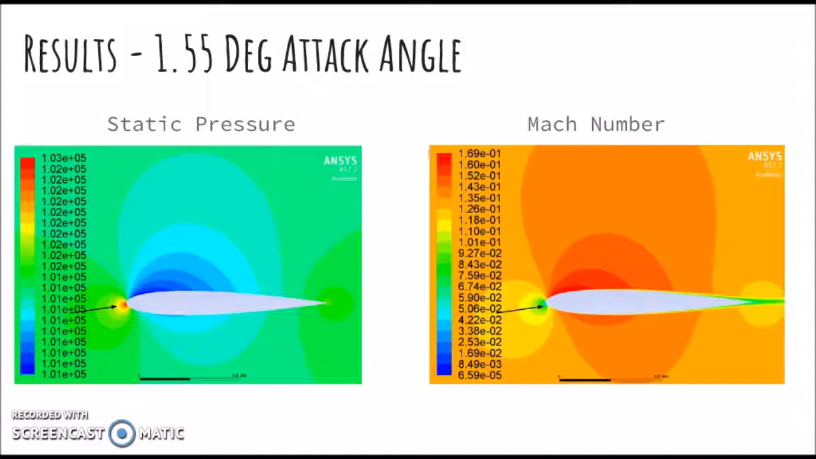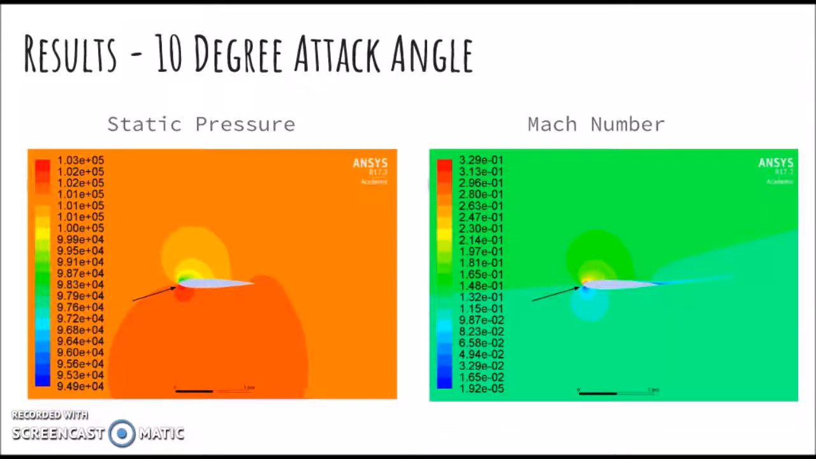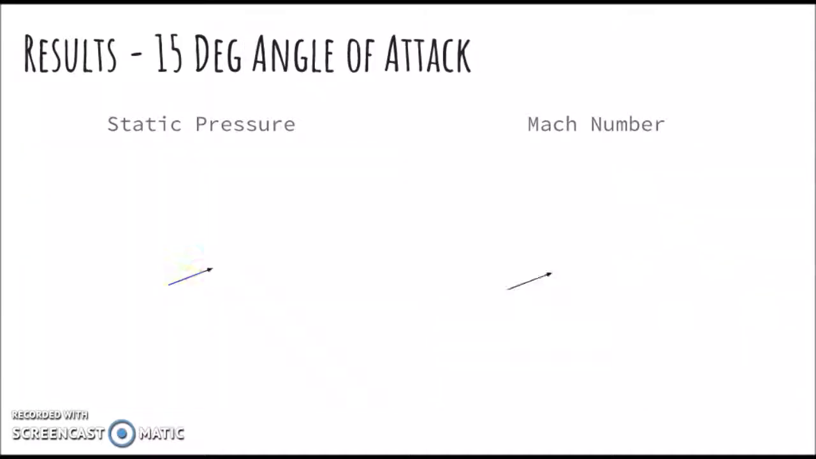The Mach number contour also shows the expected results with a higher Mach number or velocity above the airfoil than below it. The 5 degree attack angle still shows a significant difference of pressure between the top and bottom of the airfoil. There is also a starting of some turbulent air on the left side of the airfoil, as can be seen by the blue on the Mach number contour.